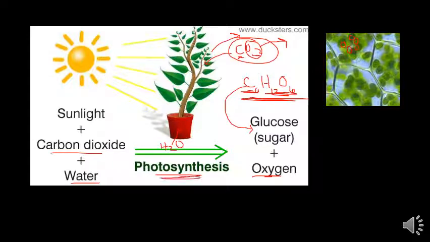It grabs some energy from the sun, and the result is that energy gets stored in a carbohydrate or a sugar, and the oxygen is given off.